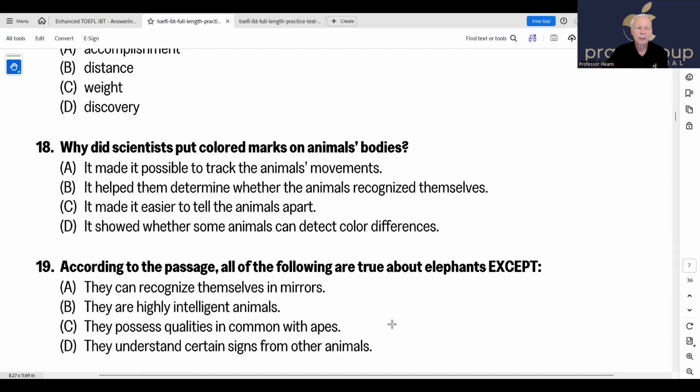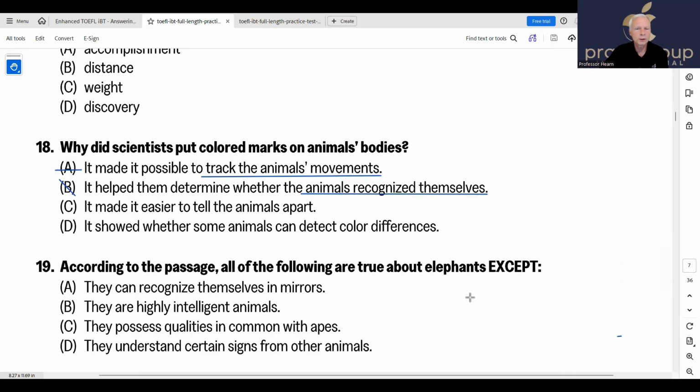And back to our choices, choice A states, it made it possible to track the animal's movements. What is this choice about? Tracking animals' movements. That is not what our clue was about. Our clue was about the animal recognizing itself. So choice A is not possible. And choice B, what is the main idea here? It helped them to determine whether the animals recognize themselves. Well, that's similar to the information in the passage. So for choice B, I'm going to say possible and move on.